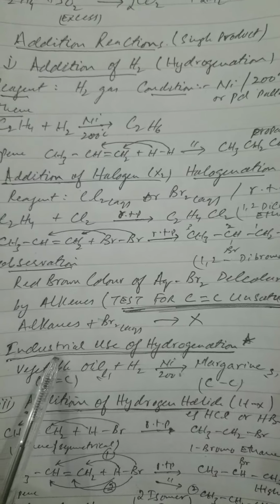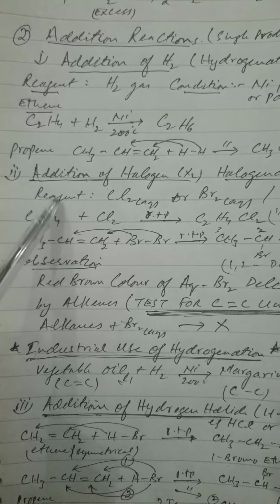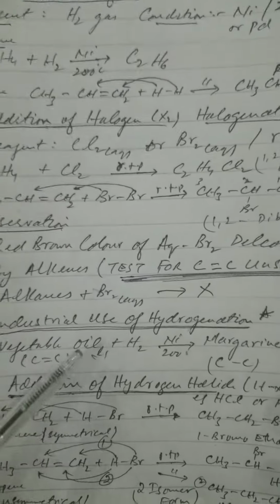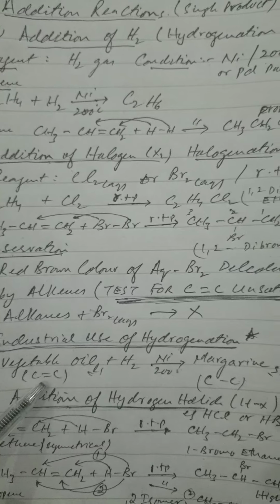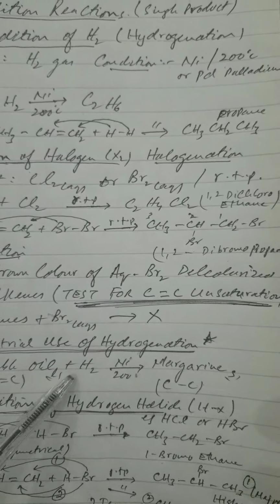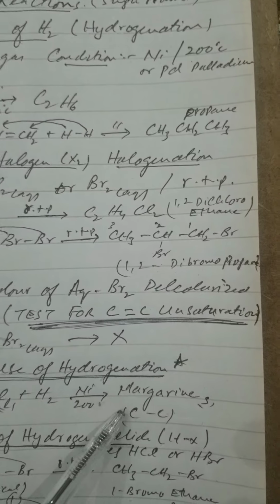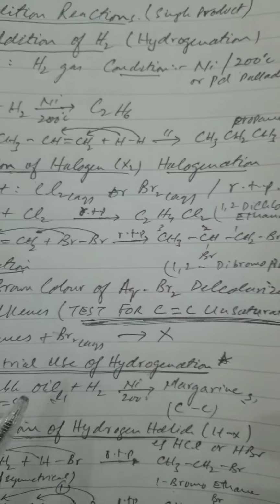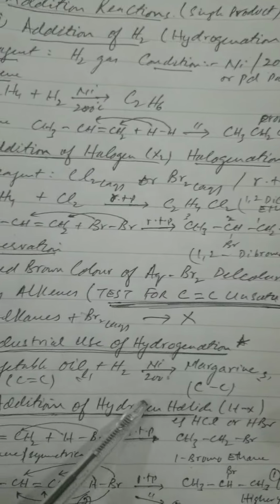Now the industrial use of hydrogenation, which is just a leftover from what we have studied in addition of hydrogen. You have also studied that in O levels. Vegetable oils, which are unsaturated, when hydrogen gas is passed through them in the presence of a nickel catalyst at 200 degrees C, you get margarine. Margarine is solid. Vegetable oils are unsaturated and margarine is saturated.